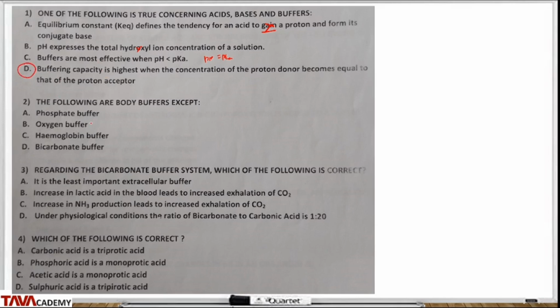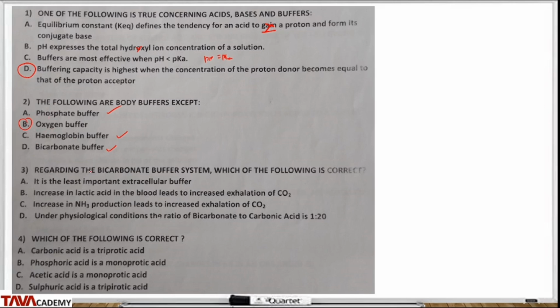Question 2 says, the following are body buffers except oxygen. Oxygen is not a body buffer, but bicarbonate is a body buffer, hemoglobin is a body buffer, and phosphate is a body buffer, and bicarbonate as well. So B is the odd one there.